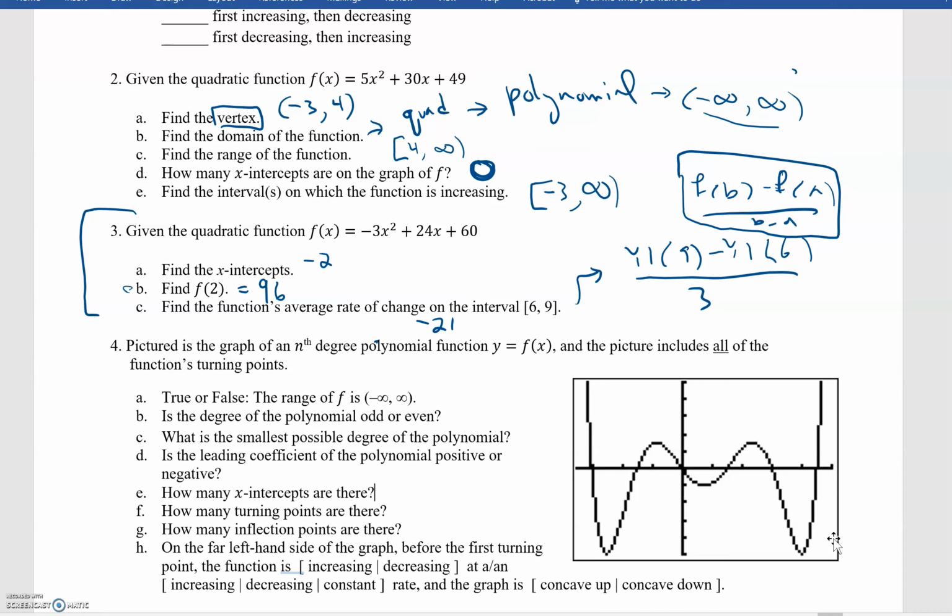Okay. So that takes care of question number 3. Let's move on to number 4.